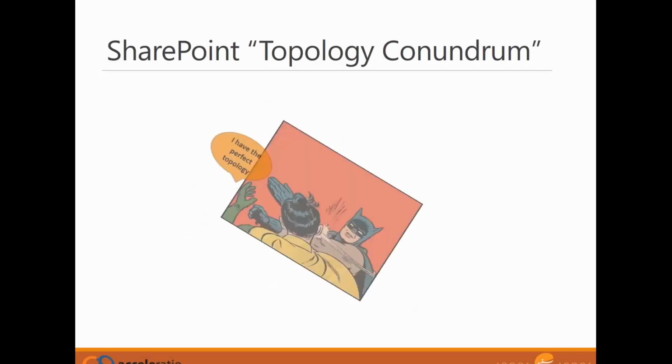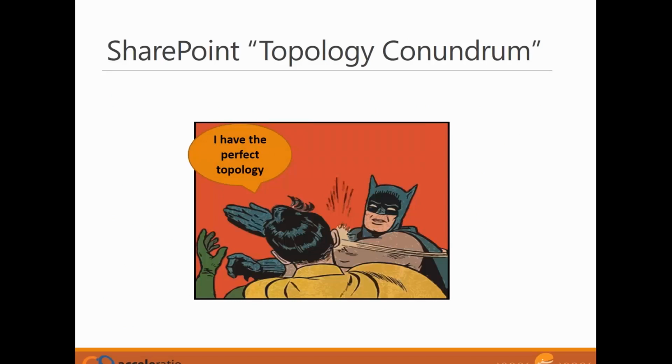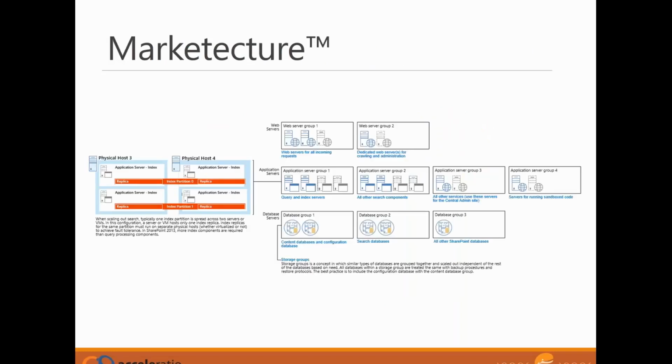Which brings us to this little joke here. We've got the Batman meme with the SharePoint consultant, or the SharePoint influencer, we should say, at the bottom, saying he has the perfect topology, and Batman gives him a slap, because the reality is that there just isn't any such thing as a perfect topology.